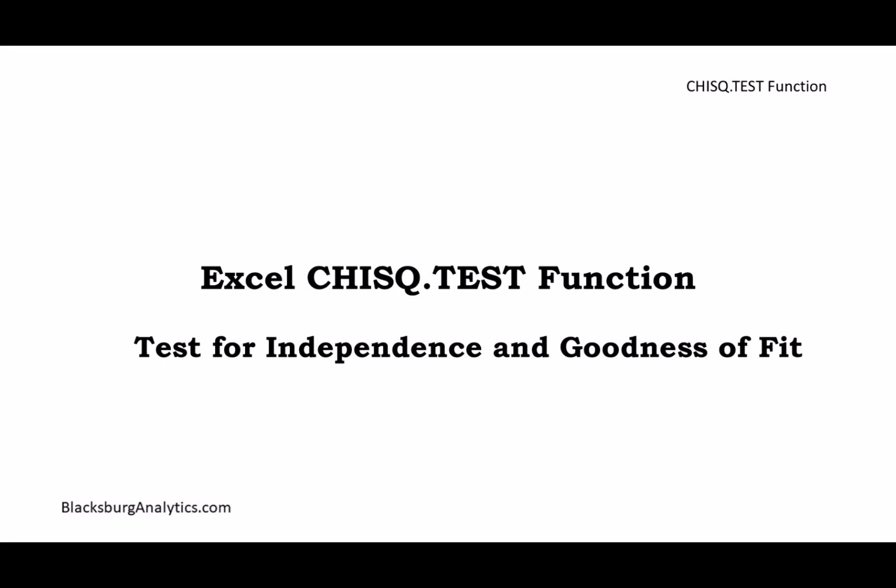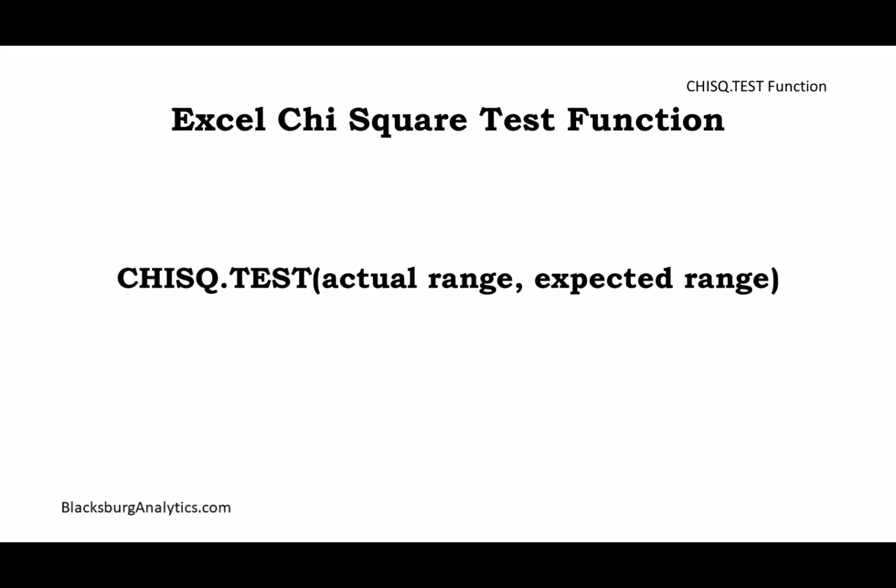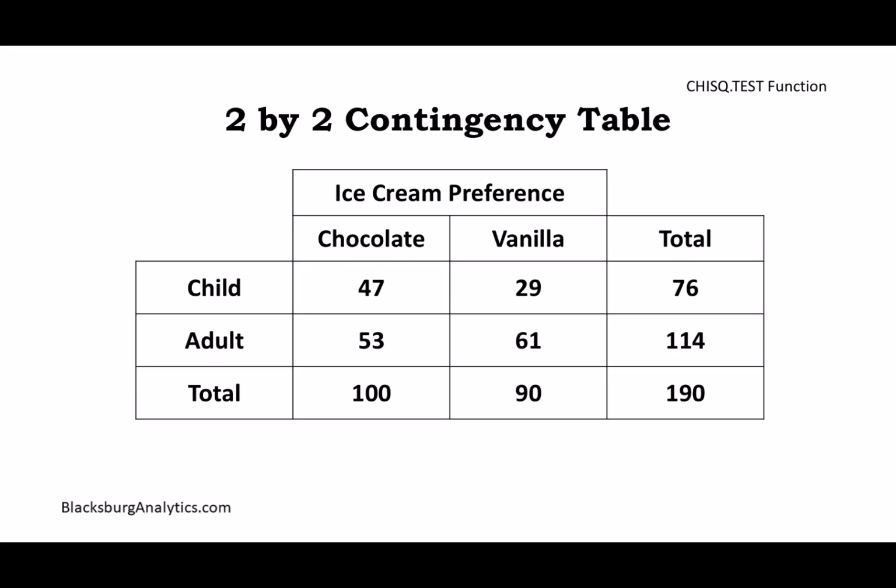The CHISQ.TEST function in Excel can perform a chi-square test for independence and for goodness of fit. In both cases, the function is CHISQ.TEST with the actual range and the expected range specified. The test of independence is based on a two-variable contingency table, such as this one.